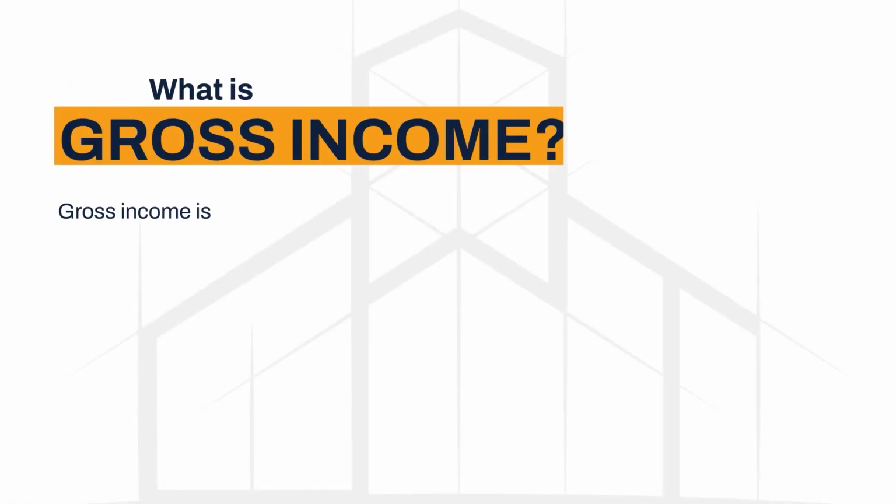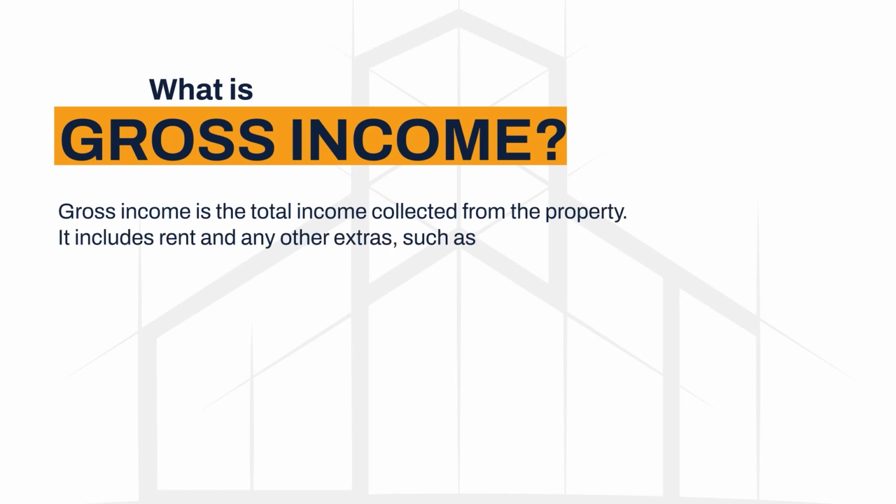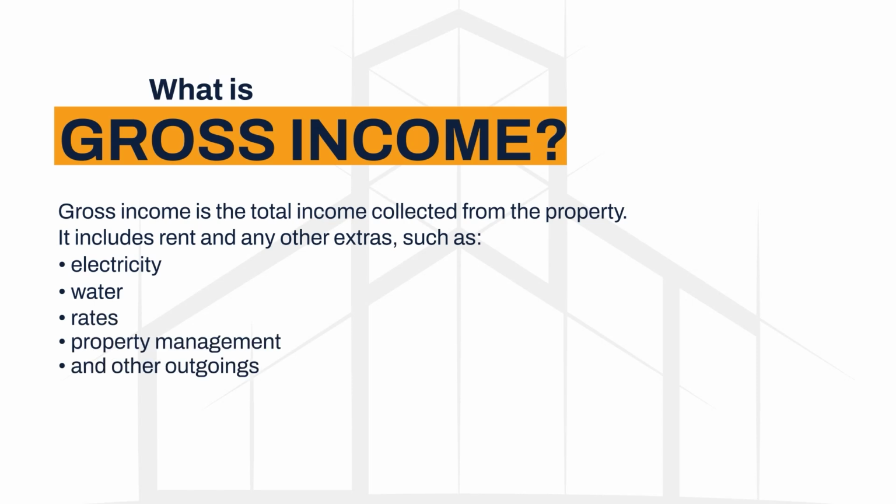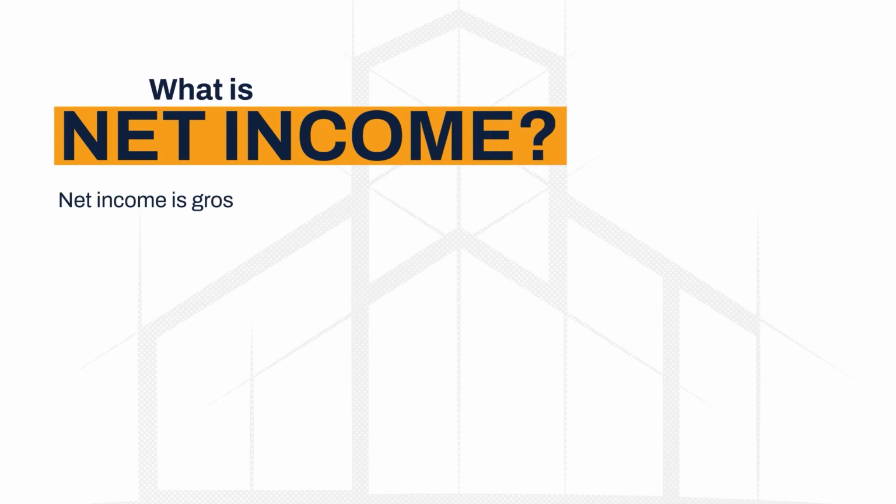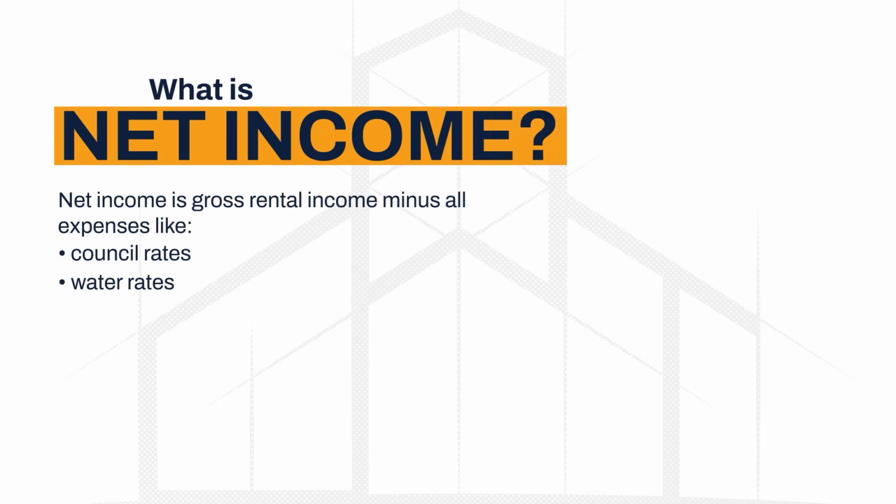So what exactly is the difference between gross and net income, and why is it so important when calculating your yield? Gross income is the total income collected from the property. It includes rent and any other extras, such as the payment for electricity, water, rates, property management, and other outgoings if the tenant is paying them. Net income is the gross rental income minus all expenses like council rates, water rates, insurances, maintenance, and property management expenses. It's the amount the owner receives after all expenses have been paid.